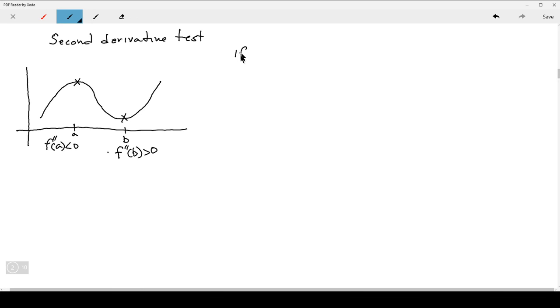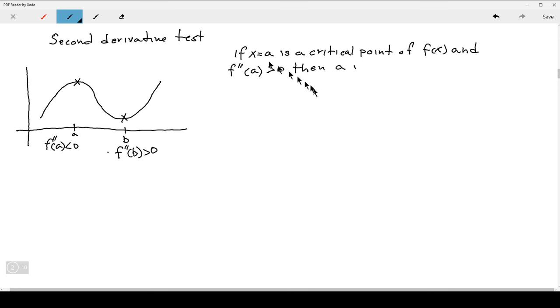So if x equals A is a critical point of f of x, and f double prime of A is greater than 0, then x equals A is a relative minimum point.